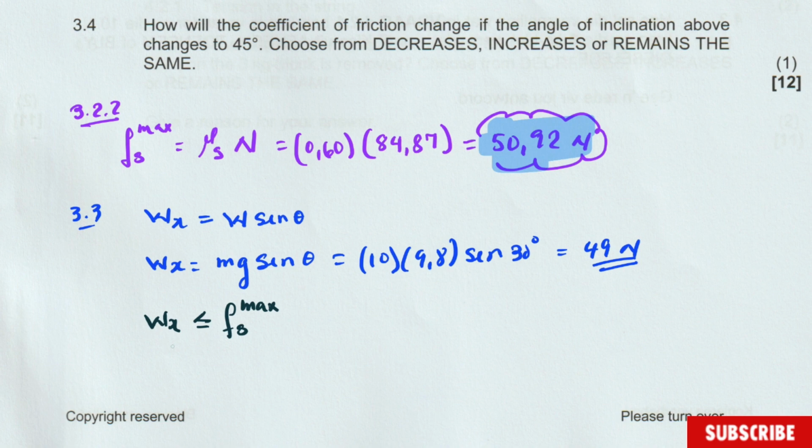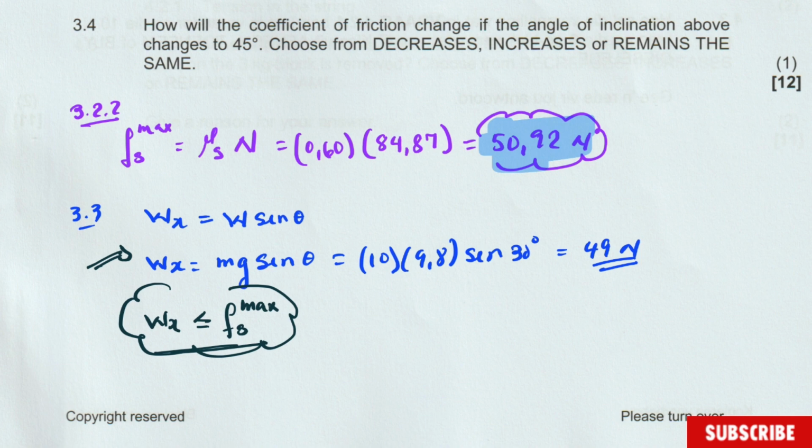So the first thing we have to say is that the weight in x is smaller than the maximum static frictional force, and that is why this object is not sliding down. So this is the reason, but you have to calculate, like they say, use a calculation.